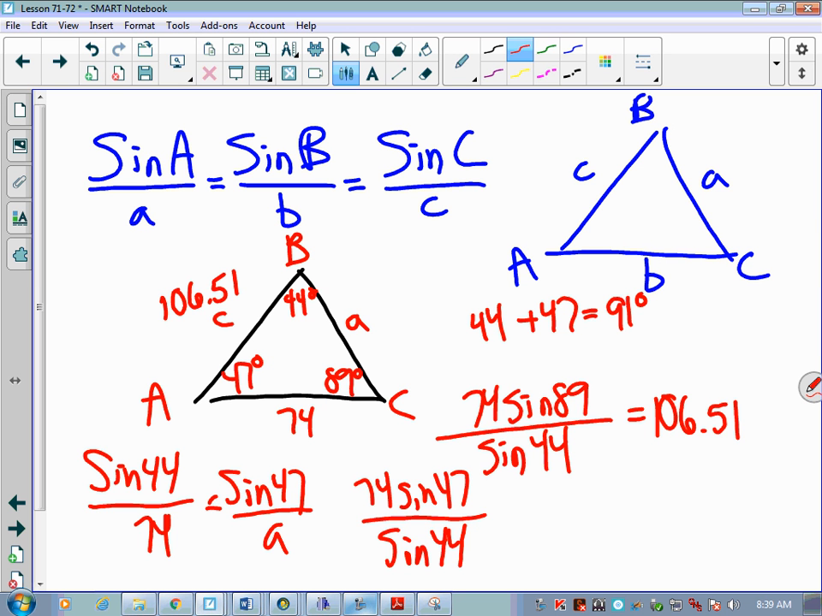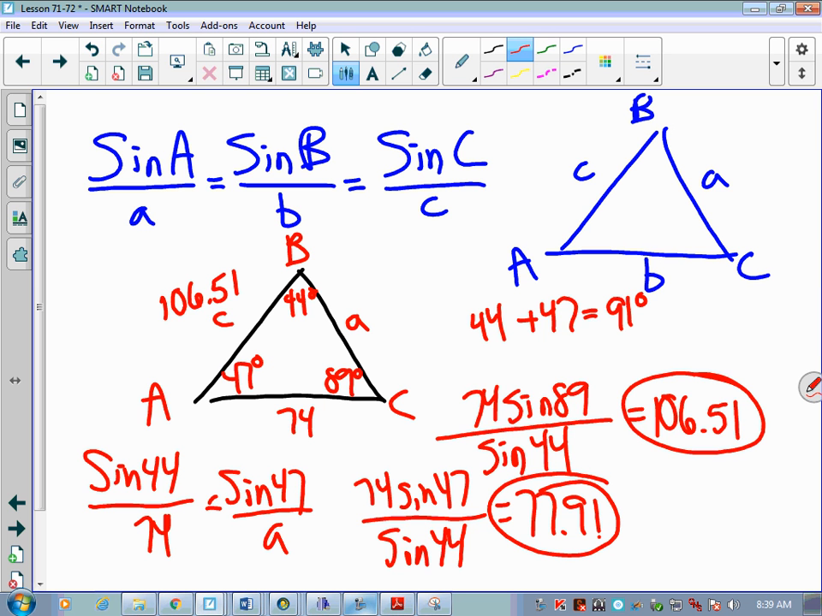All right. 74 sine 47 divided by sine 44. What do we get there? Would it be like 77.91 if you took it out there? Okay, and they don't say to take it to that many significant digits, but that's the answers that they come out to. So we needed 106.51, 77.91, and 89. So that finishes the triangle out.